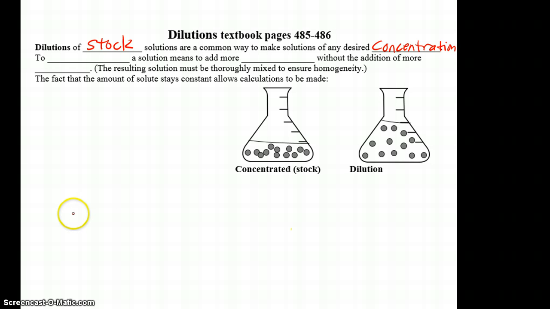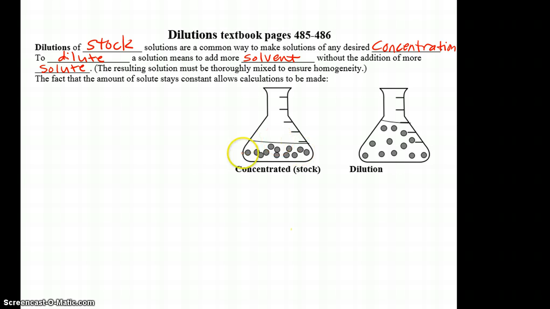It's easier to keep one bottle of really concentrated stock solution and then make what you want than to keep a whole bunch of different concentrations. So to dilute a solution means that you're going to add more solvent, usually water, without the addition of any more solute, meaning no more of your ionic compound or covalent compound, whatever it is that's dissolved in the solvent. And then after you've done that, you have to mix it really thoroughly and make sure that it is a homogeneous mixture. The fact that the amount of solute doesn't change, only solvent changes, allows us to make calculations pretty easily.